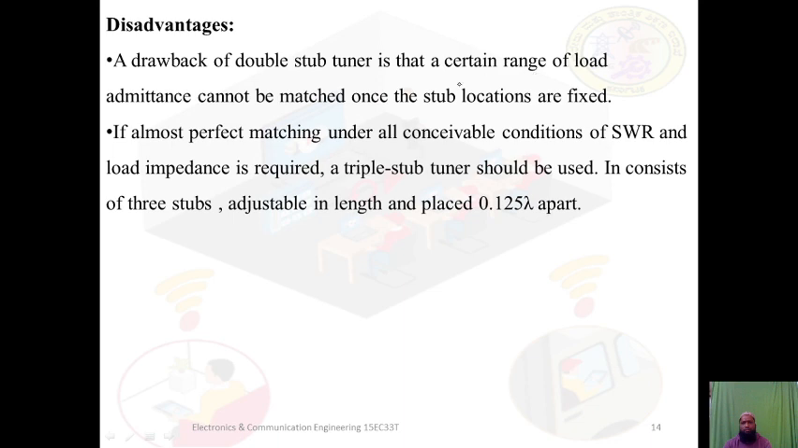There is a certain range of load admittance that cannot be matched. Okay, so to overcome that, we have to use triple stub matching. We have to use 3 stubs. If almost perfect matching under all conceivable conditions of SWR (standing wave ratio) and load impedance is required, a triple stub tuner should be used. 3 stubs should be used, adjustable in length and placed 0.125 lambda apart, that is, lambda by 8 distance from each other. So these are disadvantages of the double stub matching.